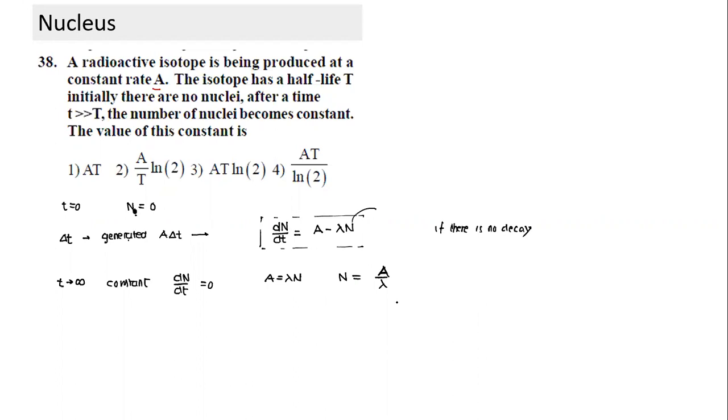And the reason is simple: at this number, the rate of decay exactly matches the rate of generation. So if I plot the number, it may come something like this. Initially 0, it may increase and then become constant. And what is the constant number? A by lambda. And the slope initially is equal to A.